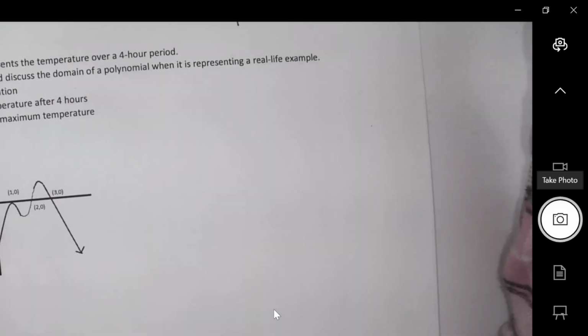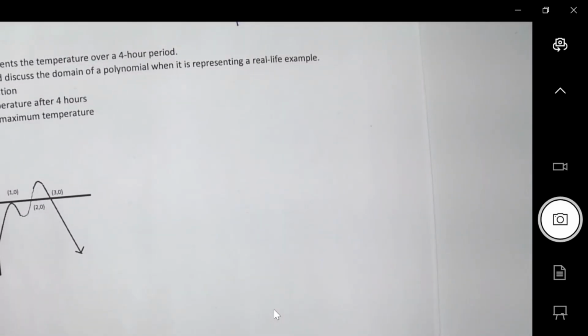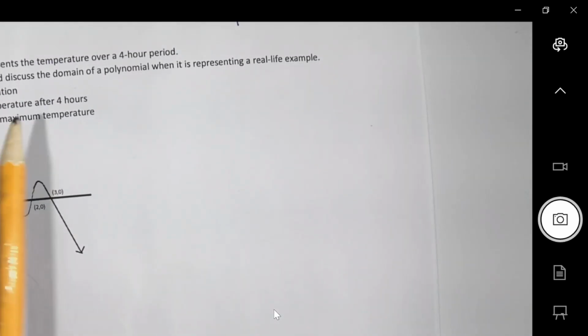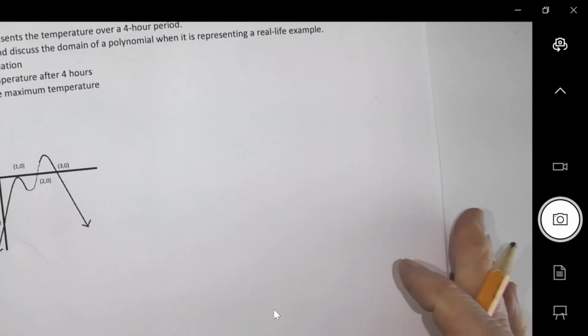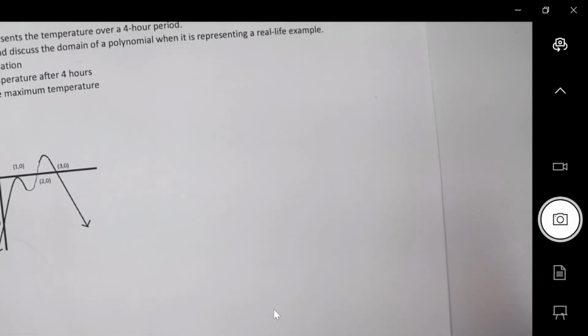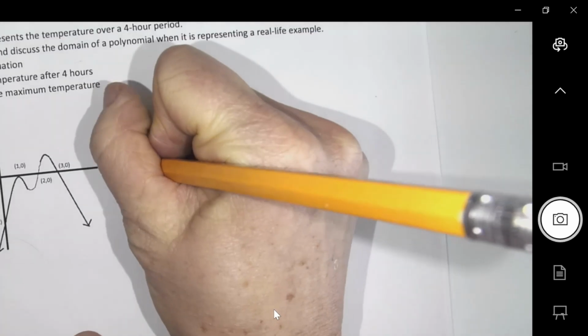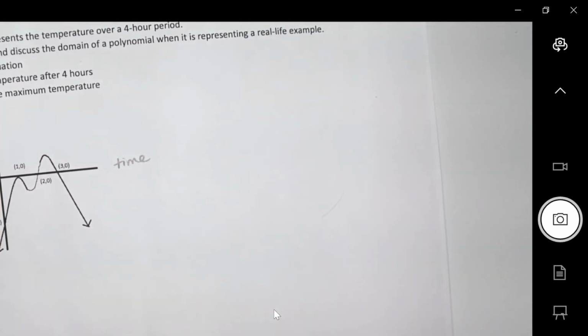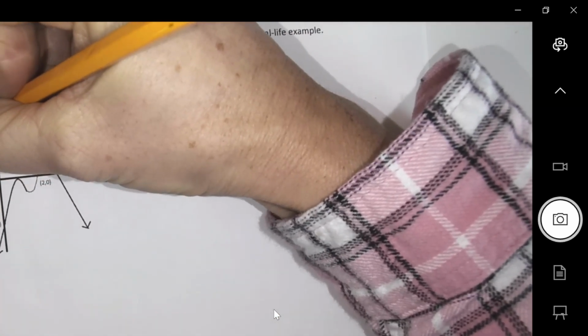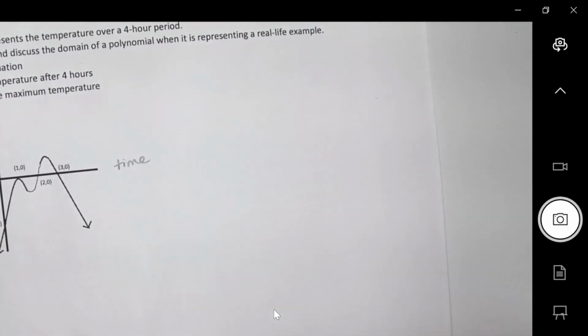Okay, first contextual problem. We have a graph representing the changes in temperature over a 4-hour period. So this is what it looked like when it got graphed. Okay, discuss what's happening and part of the domain that doesn't really make sense with real life. Okay, so if this is talking about time and temperature, we would more than likely have our time on the x and our temperature on the y-axis.